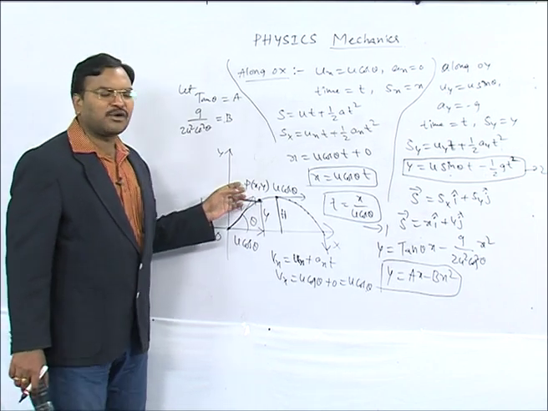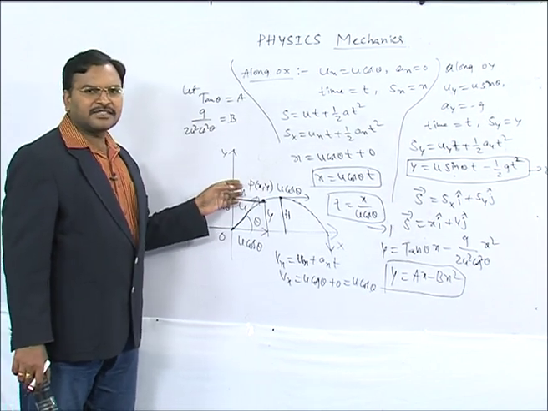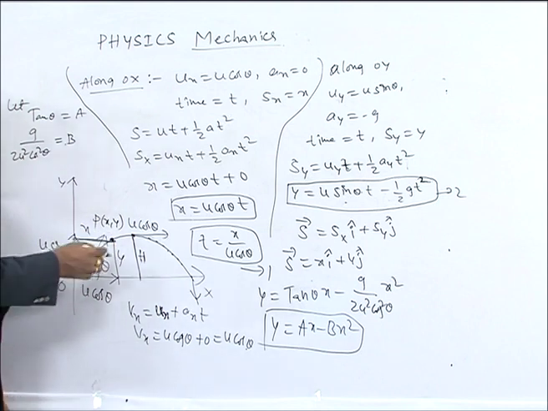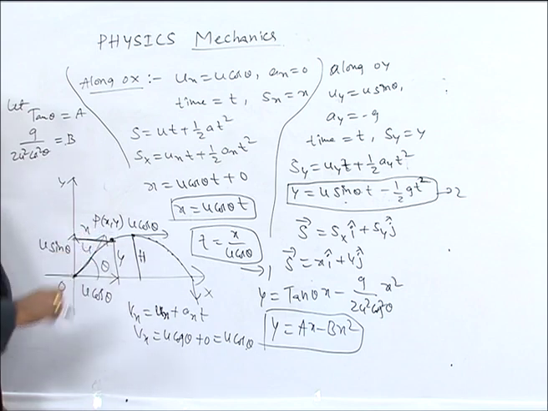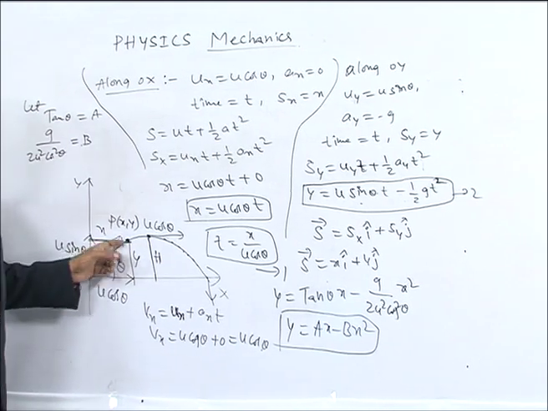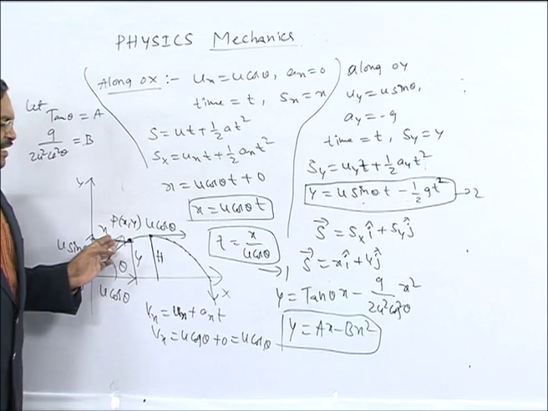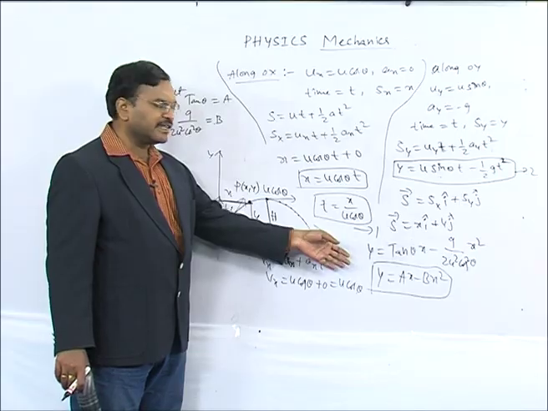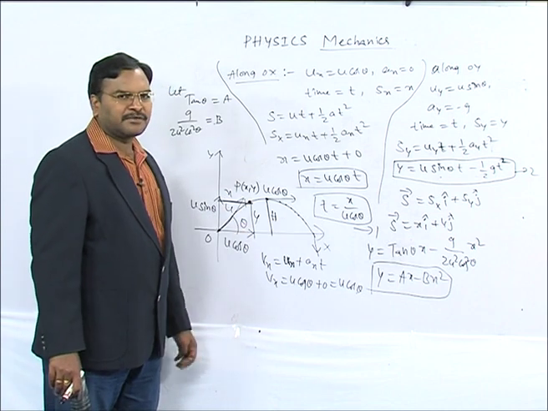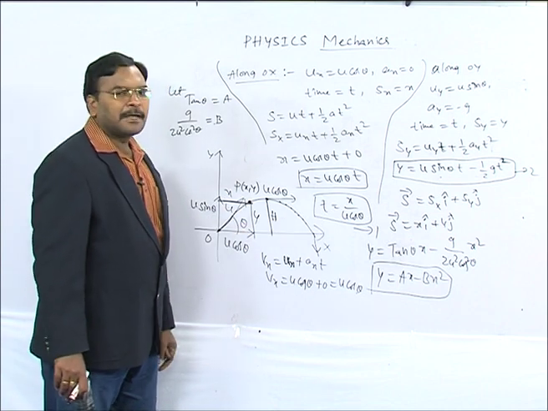x and y are the coordinates of position of a projectile on the trajectory at the instant of time t seconds. Now, x is the horizontal distance, y is the vertical distance. What is the relation between x and y? The x and y relation is the parabola equation. That is why the trajectory of a projectile is a parabola.